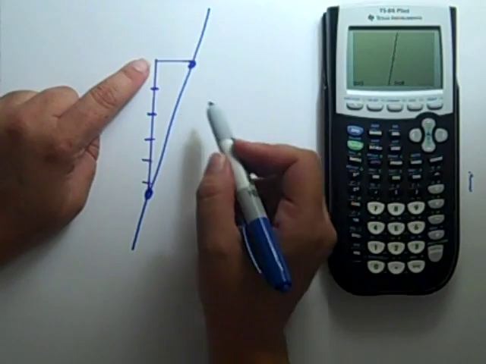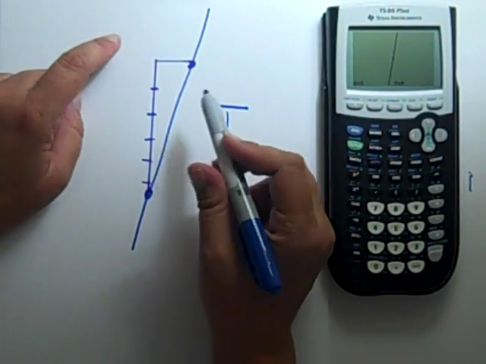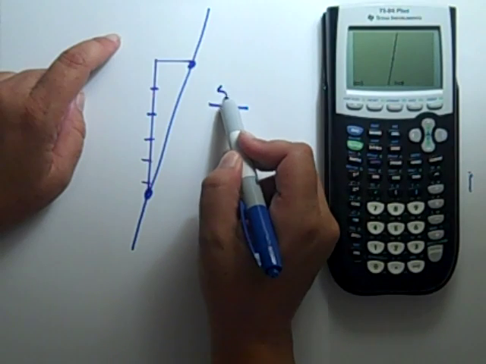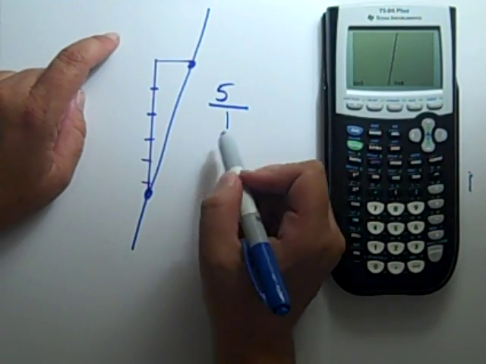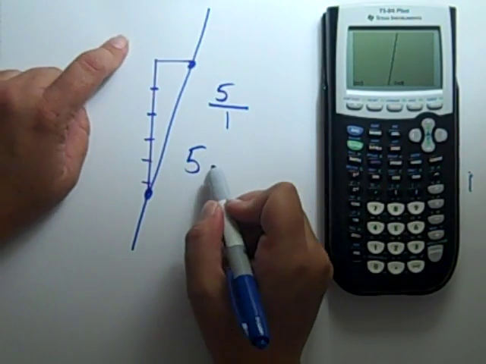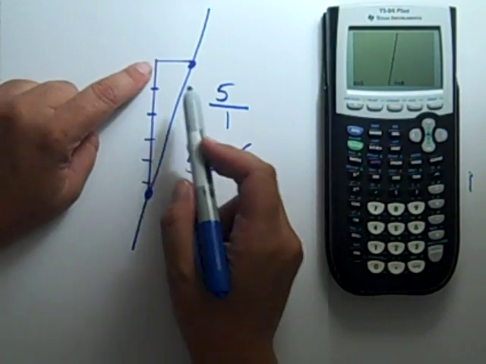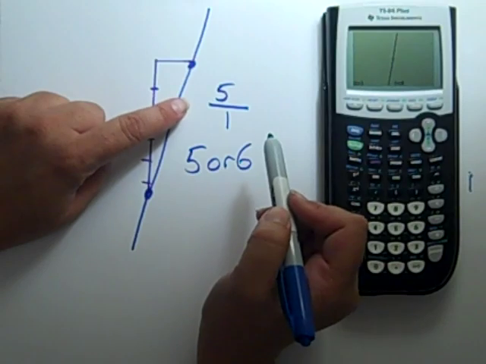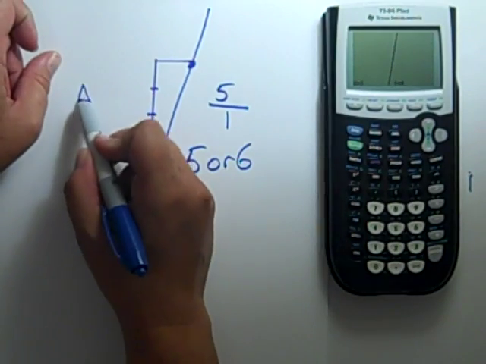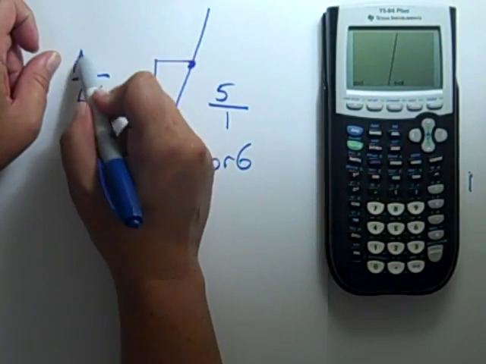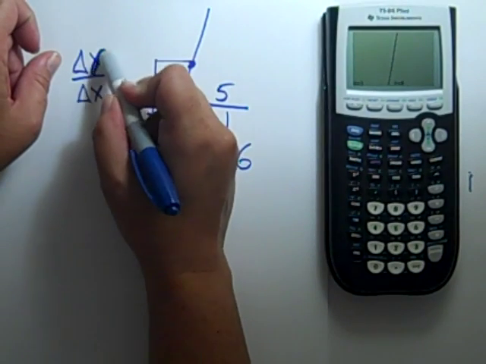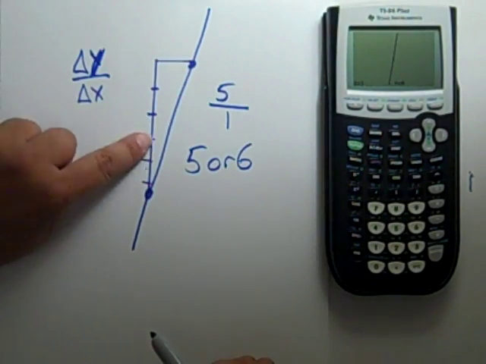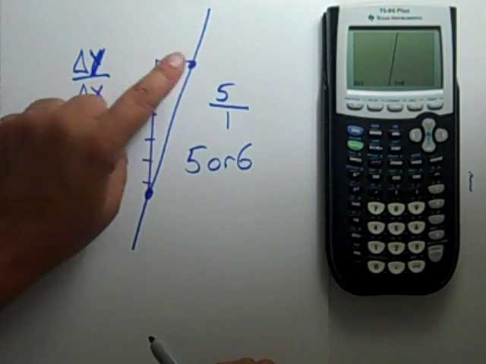So I have 1 run. How many rises do I have? 1, 2, 3, 4, 5. A little more than 5. So I have somewhere between 5 and 6. So I can estimate that slope to be 5 or 6. See how I did that? I did the ratio of the rise to the run. Okay? Also, you can think of that as the change in y over the change in x. There you go. Change in y over change in x. So approximately 5 or 6 y's for 1 change in x.